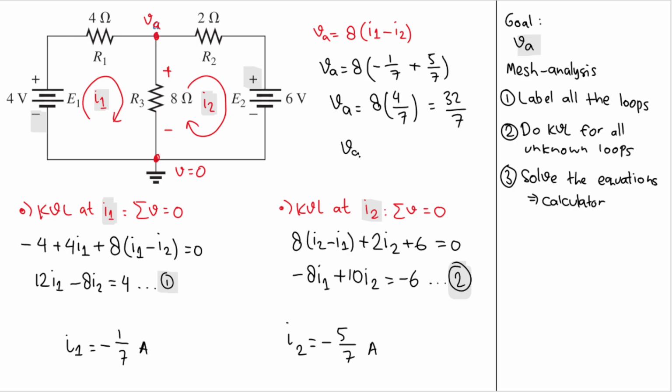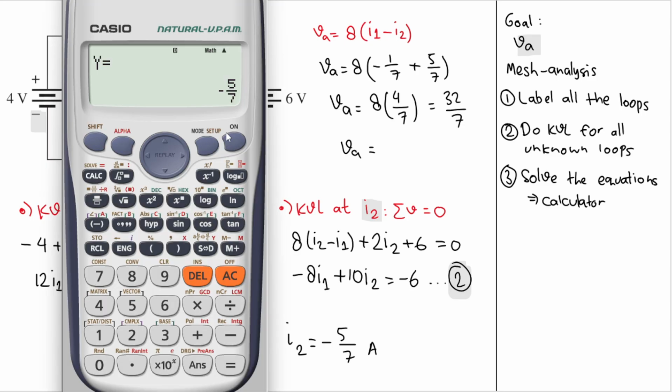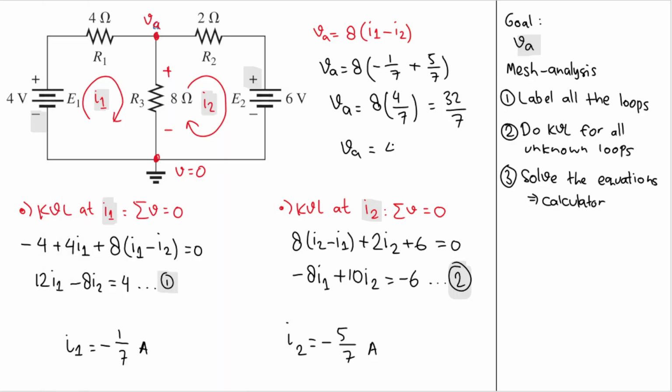And we can calculate that using calculator, right? So we'll have 32 over 7. What is it? 32 over 7. And I need to get that in decimal. We'll have 4.571. And the unit will be in volt. So that is our goal. Our VA here is equal to 4.571. And the unit will be in volt. And that is how to solve this problem using mesh analysis.